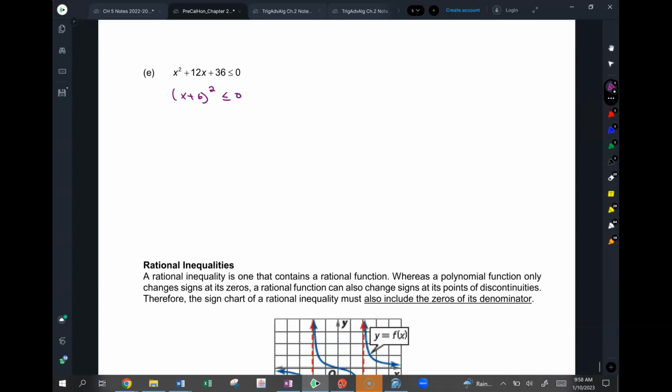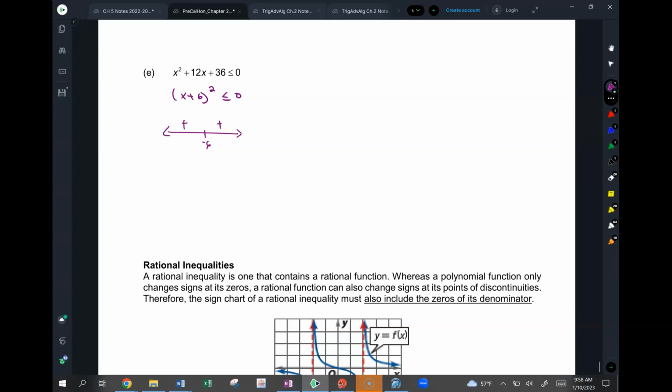Okay? So let's think about this for a minute. Okay, on the number line, I would put -6. And do you see how, whatever you put in here, it's going to be squared? So look, it's positive here, right? And then look, here, multiplicity of -6 is 2, isn't it? So it's not going to change sign over there. It's going to be positive on the other side as well.